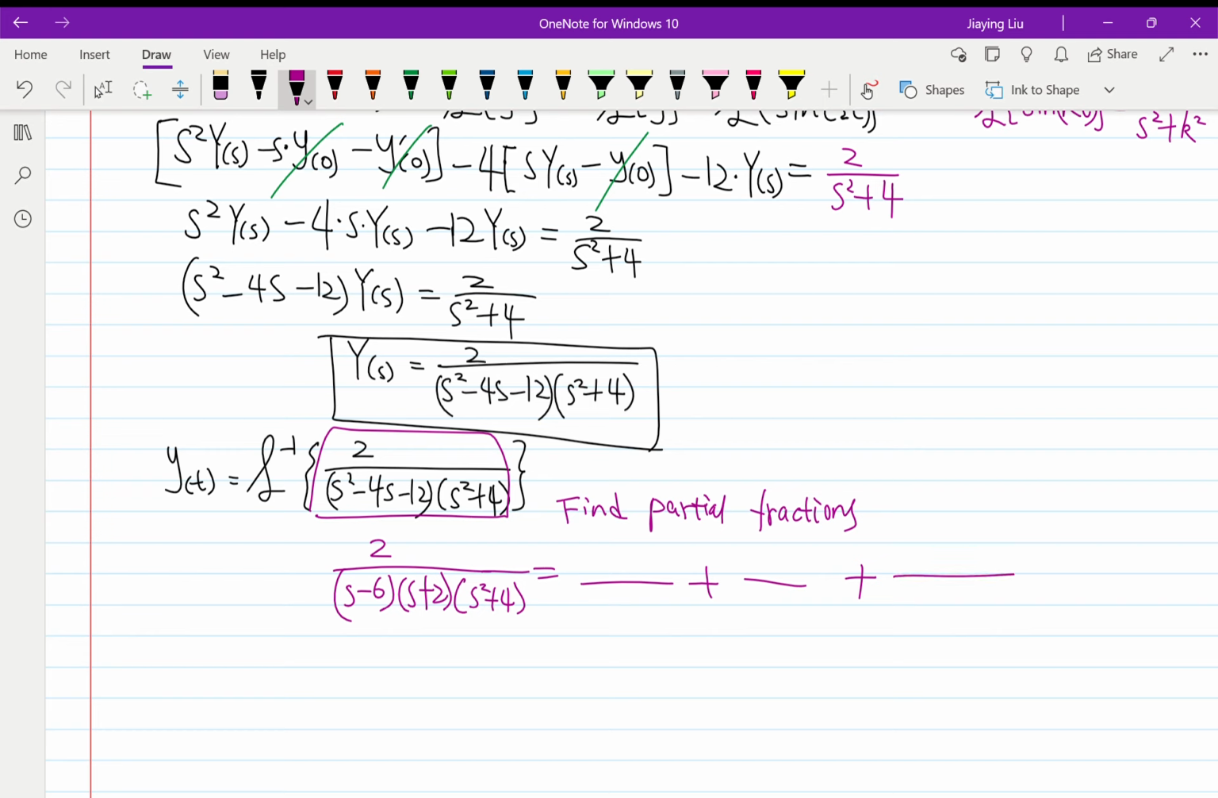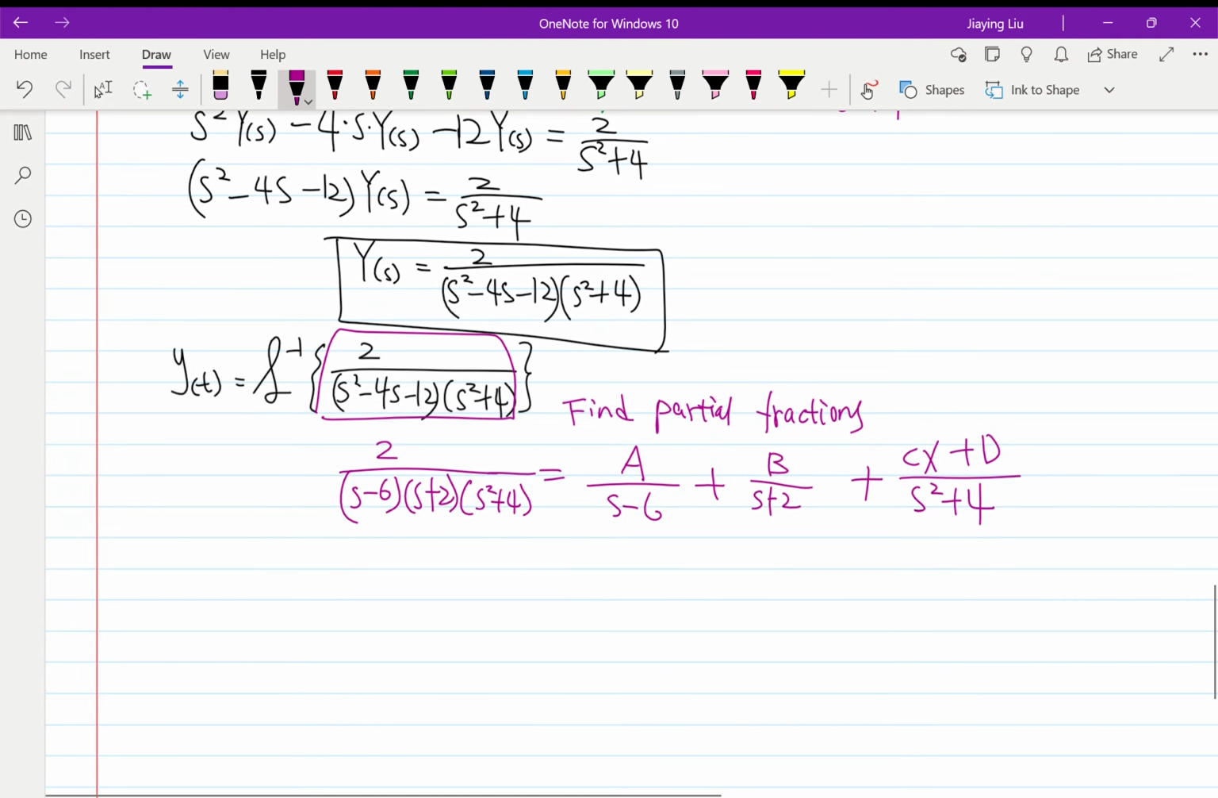There should be 3 of them. So if we call this A over s minus 6, B over s plus 2, and the Cs plus D over s squared plus 4. Well, before I move on further, can I ask, do you feel confident to go from here to this setup? Okay, good.